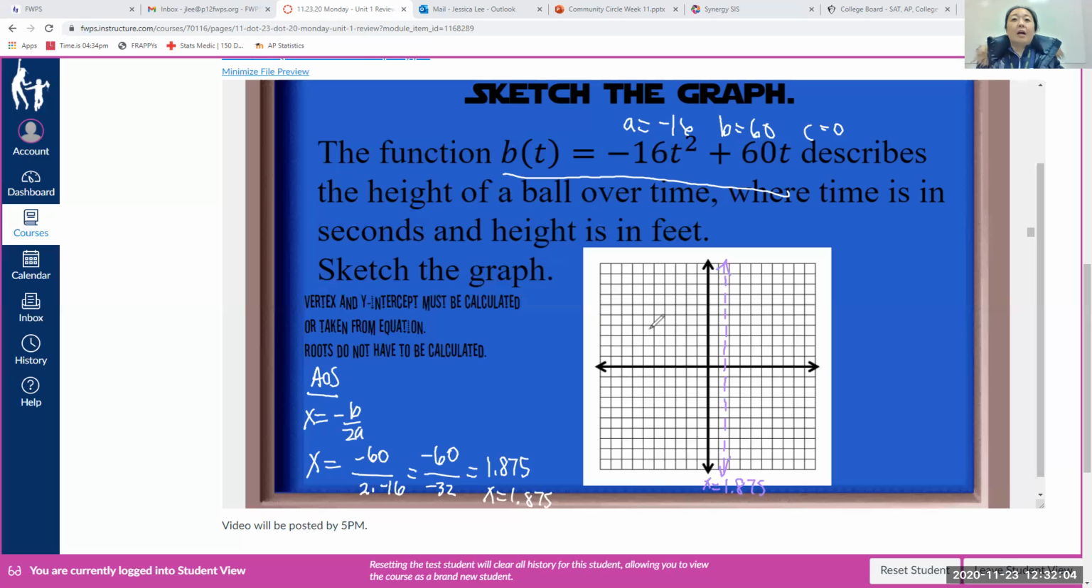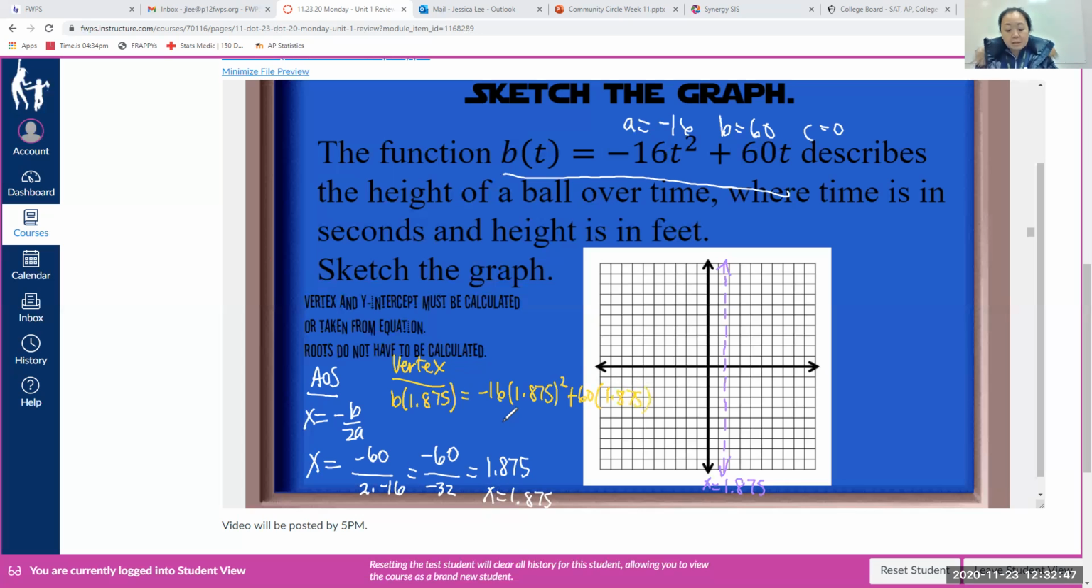Okay, now we want to figure out what the max is, or the min. Probably the max because this is negative, so it's going to open down like that, so we're going to have a max. So let's do the max in yellow. Again, we're just going to plug this in, and this is why I didn't round it, because if I rounded this, then it wouldn't be as accurate. So vertex is going to be b of 1.875 is equal to negative 16 times 1.875 squared plus 60 times 1.875.